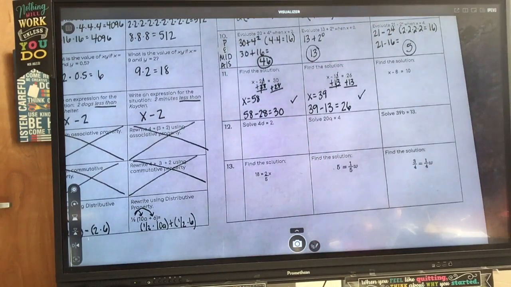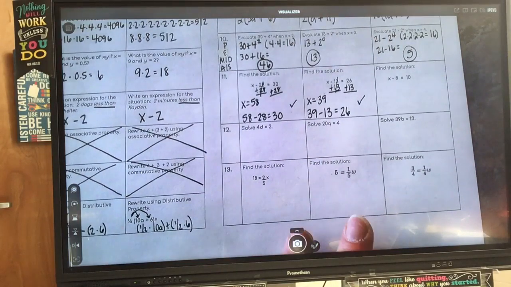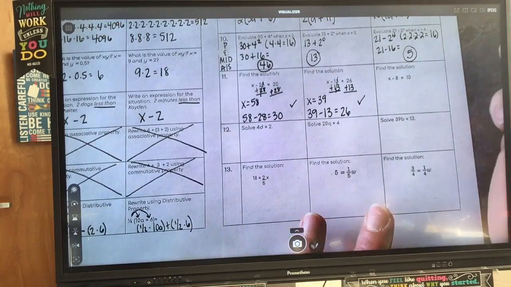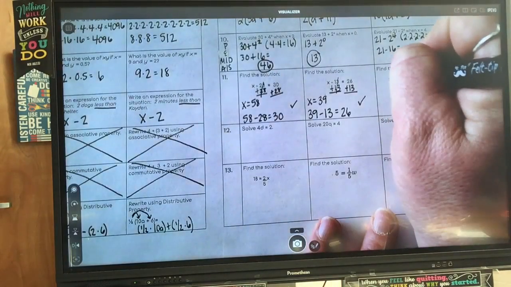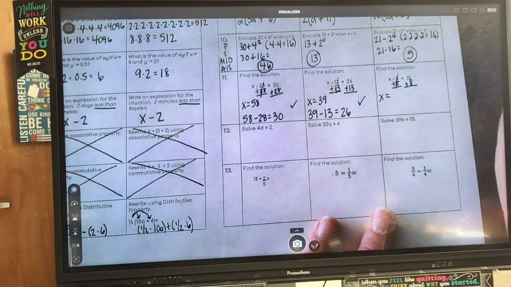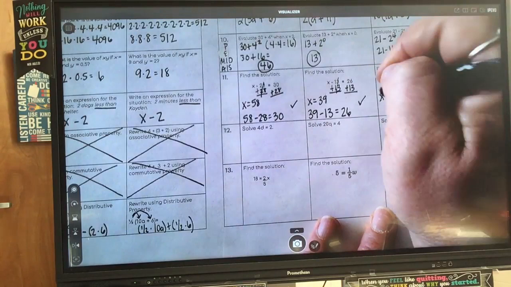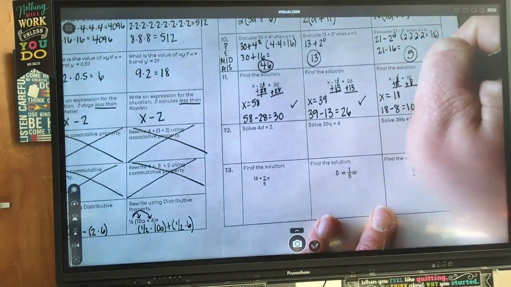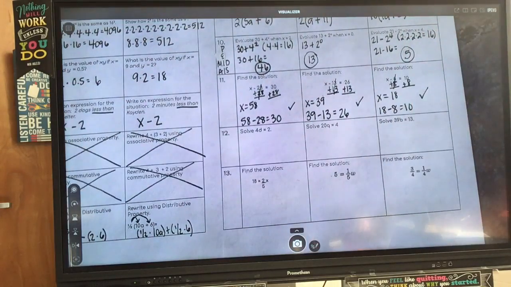Okay, questions about the first two? All right, the next one says x minus 8 equals 10. So what is the opposite of minus? Noah? So I'm going to add here and add there. So x equals 10 plus 8 is, no, 18. Then I plug in 18 minus 8, and that does give me 10, so I know that it checks out. So those three are pretty easy, right? Not real hard. So now we're going to go on to the next three.